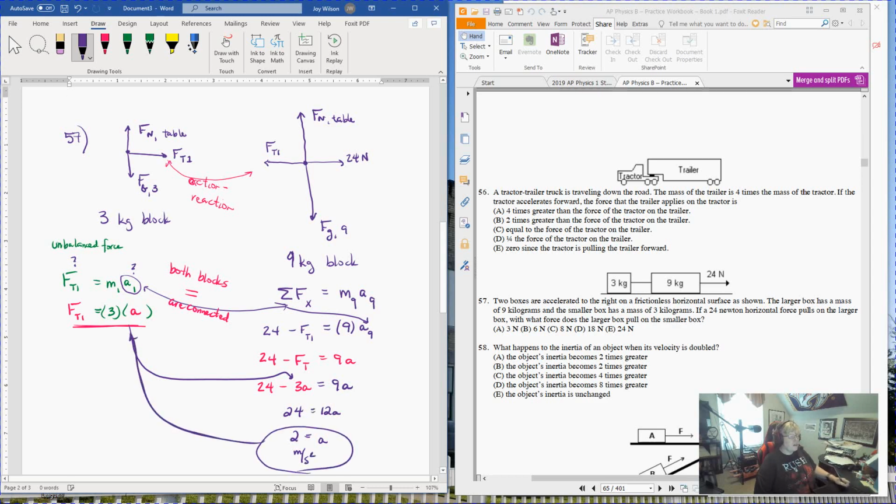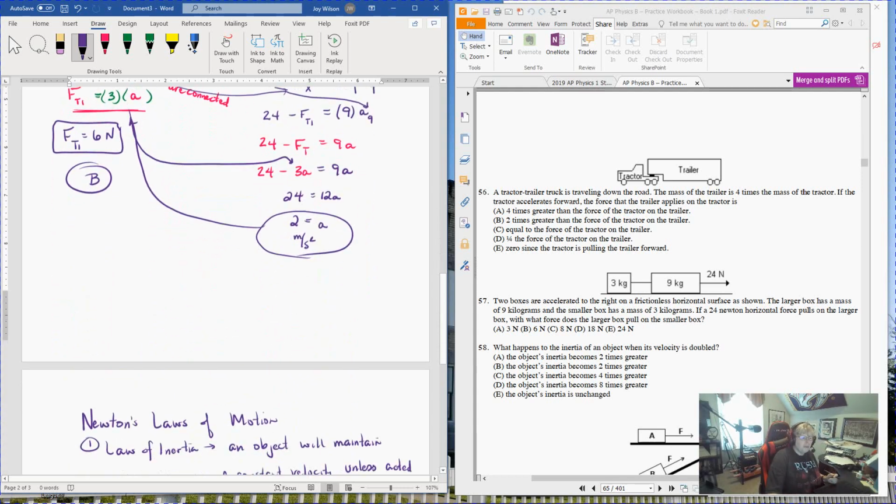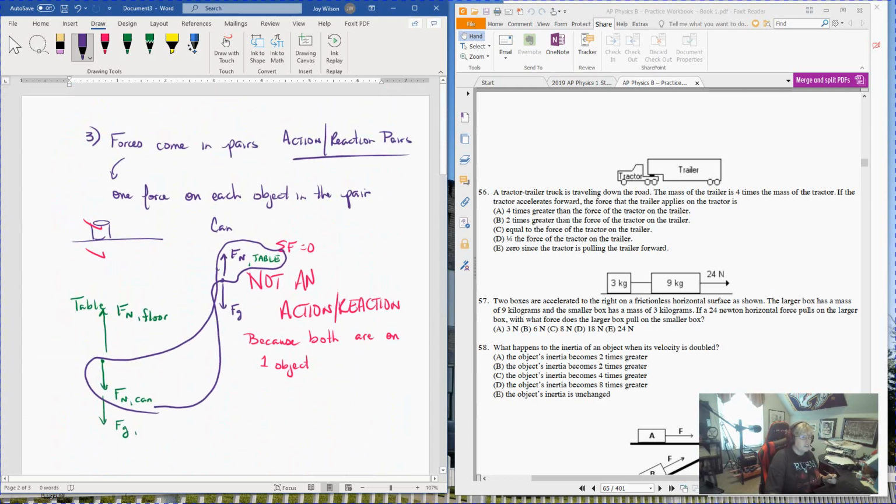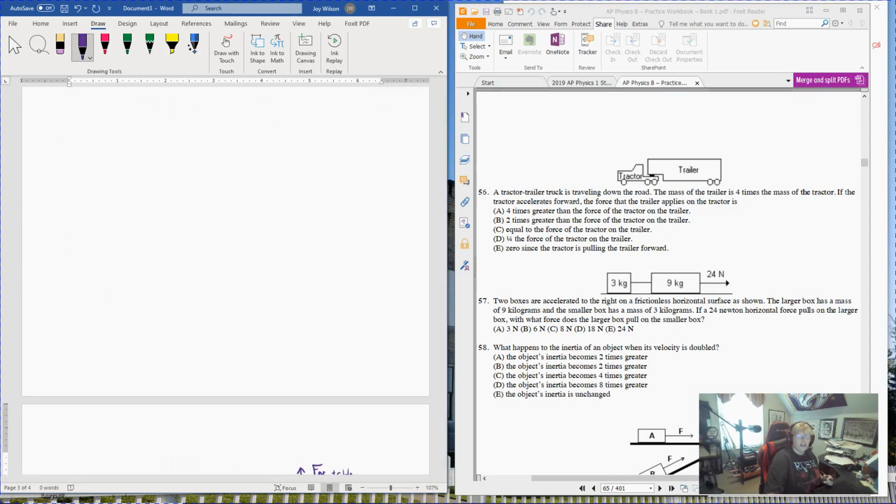Now I can come back up here and find what I wanted. Force tension 1 is 6 newtons. So the 3 kilogram block pulls backwards on the 9 kilogram block, and the 9 kilogram block pulls forwards on the 3 kilogram block. So my answer here is letter B. Hope you guys got that one. That's a pretty straightforward problem, but you know, this is physics, and physics is often very difficult. So, new page. Let's look at another one.